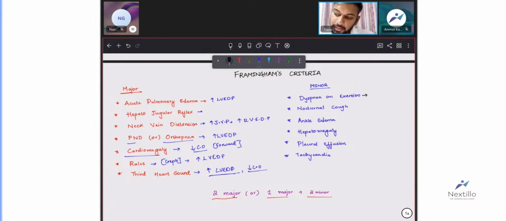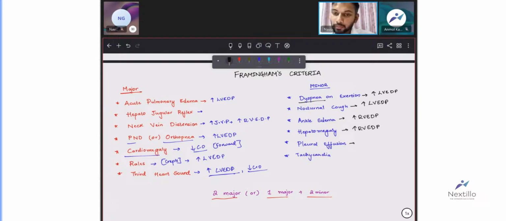So these are the major criteria, and now we'll see the minor criteria. Dyspnea. How do you get dyspnea? As I've told, it is increased LVEDP. Nocturnal cough, it is increased LVEDP. How do you get edema? Because of right heart failure, so it is because of increased RVEDP. Hepatomegaly, I told you, congestive hepatomegaly and nutmeg liver. So it is due to increased RVEDP.